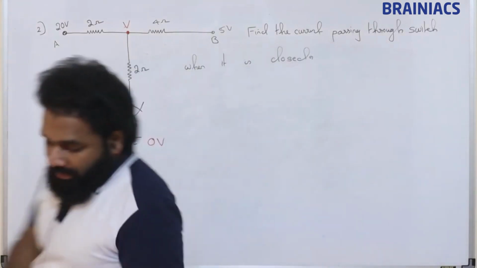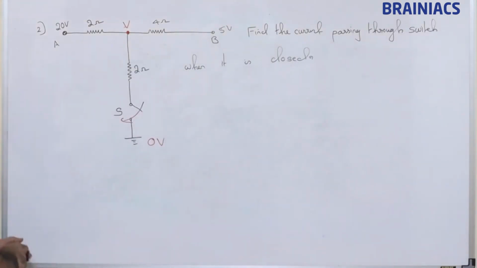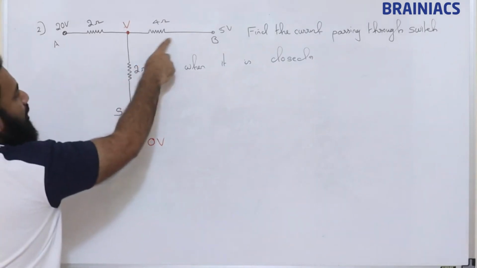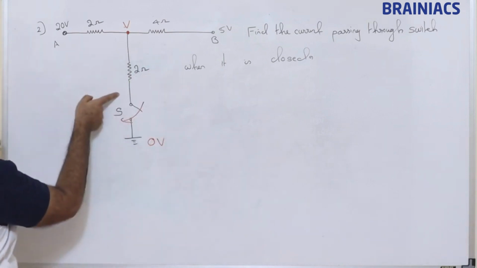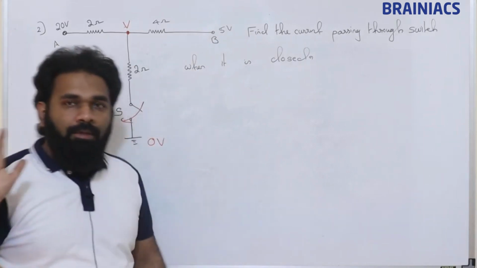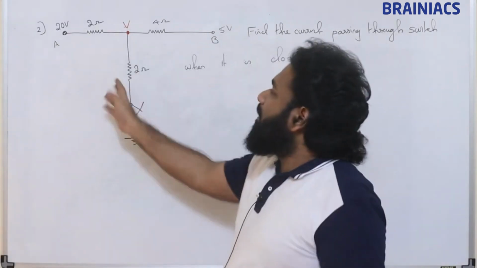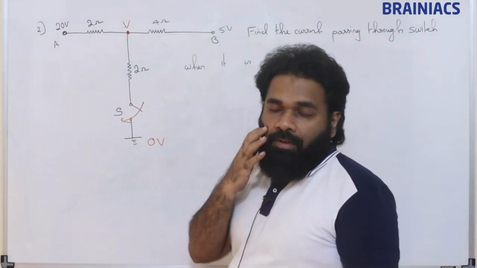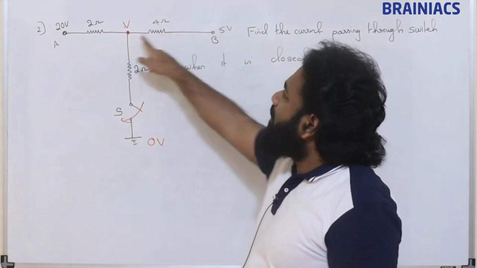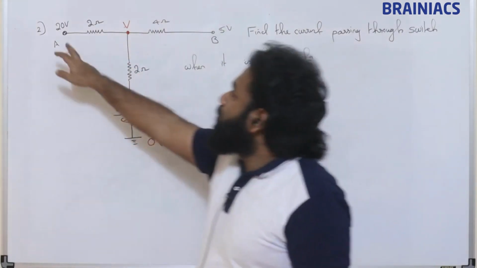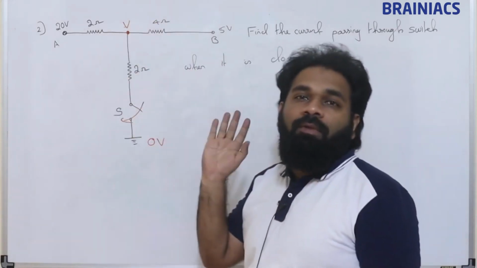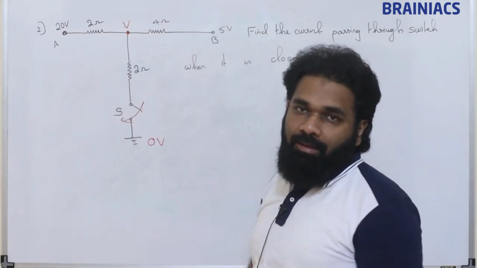Now what we need to do is, current may be flowing in this direction, or in this direction, or flowing back, we don't have any idea in which direction current is going to flow. So if you take 5 volt minus V by R, 20 minus V by R, or 0 minus V by R, whatever way we take, we are going to get the answer ultimately.